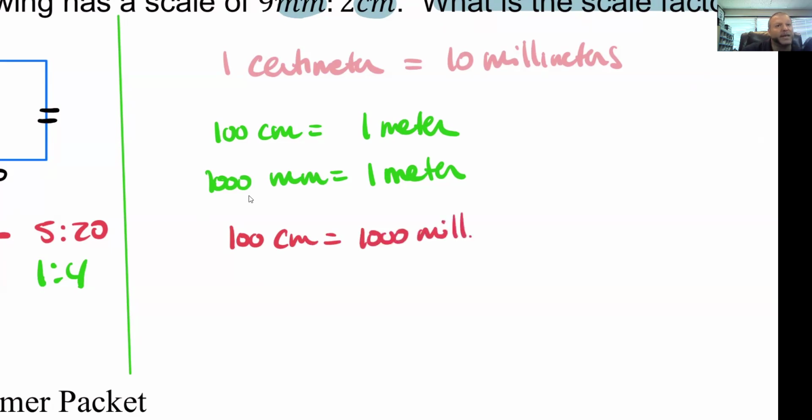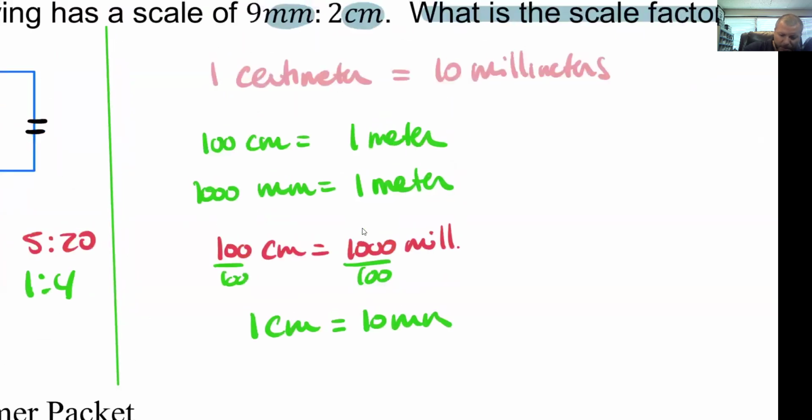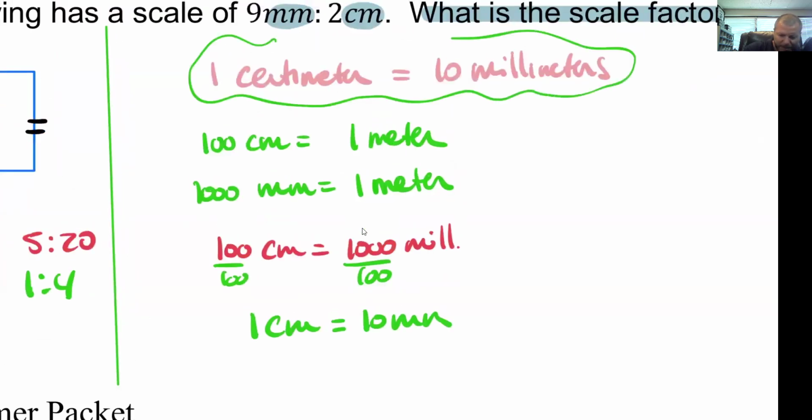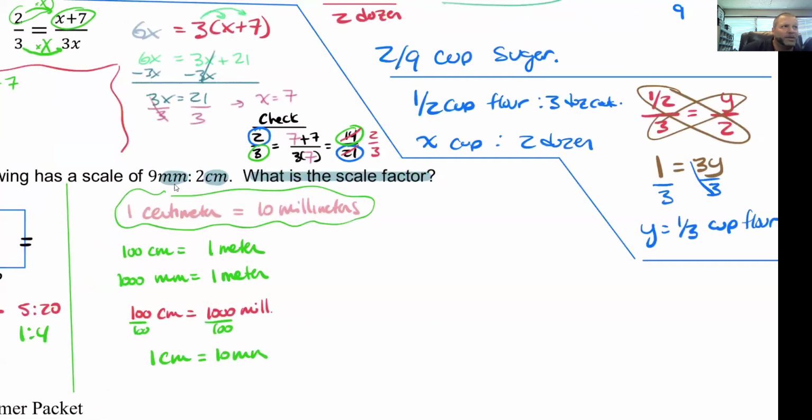And this also creates a scale factor, a ratio. So you could divide both sides by 100, and we would get 1 centimeter, and 1,000 divided by 100 gives us 10 millimeters. Either way, we have to know a centimeter is equal to 10 millimeters to really do this question effectively. So let's think about this question now in terms of the same units.